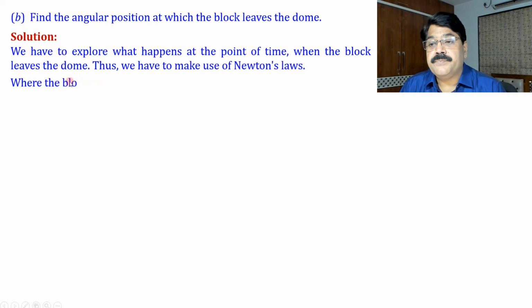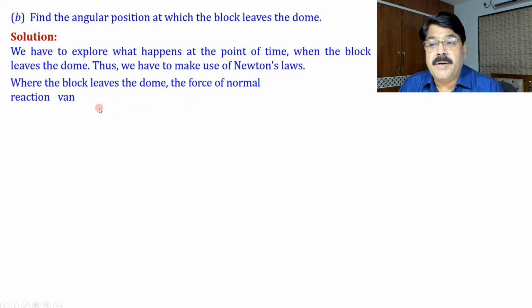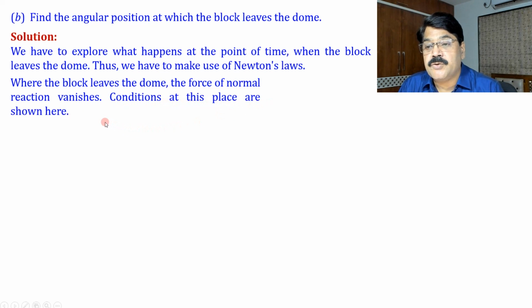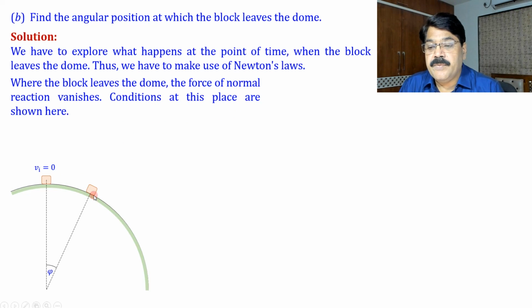So what we do, where the block leaves the dome, the force of normal reaction vanishes. Conditions at this place are shown here in this diagram. Suppose at this angle phi, the block is leaving the dome. So at this point, normal reaction will become zero. So only forces acting on the block with respect to the dome are gravity and pseudo force.